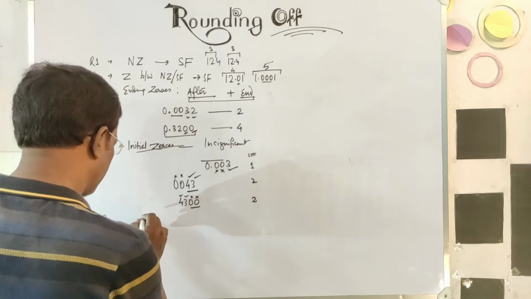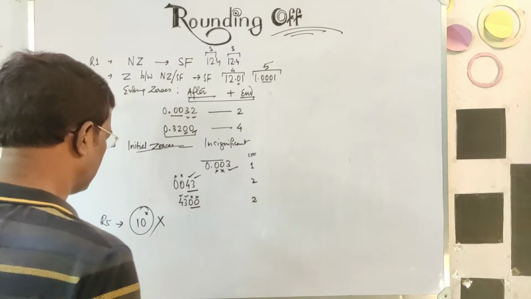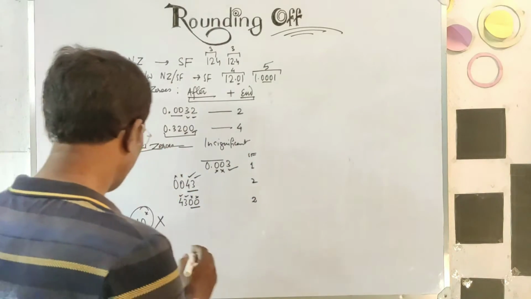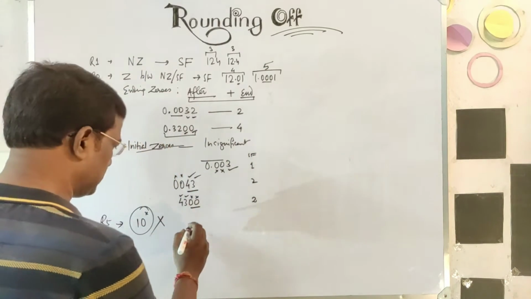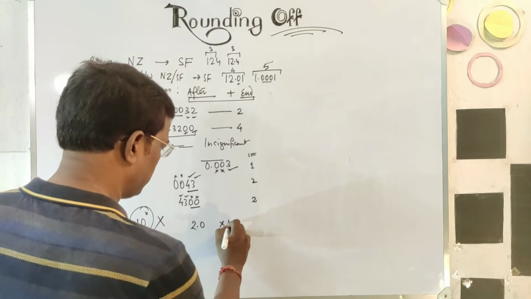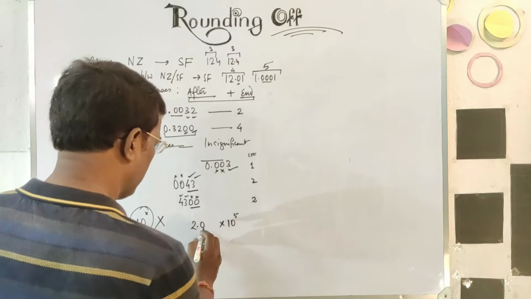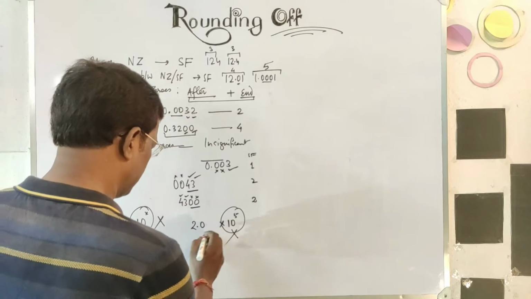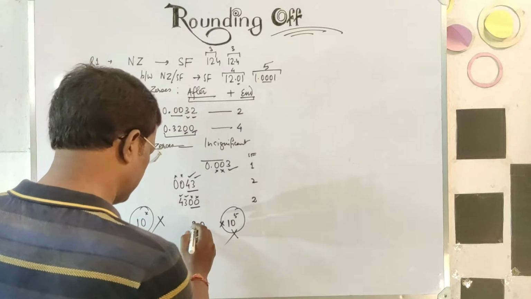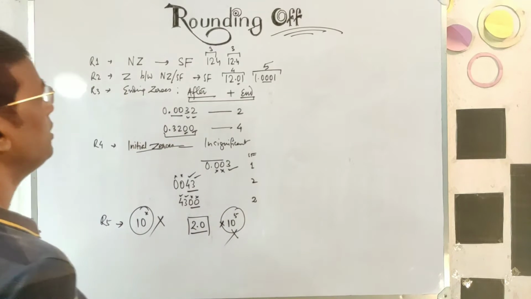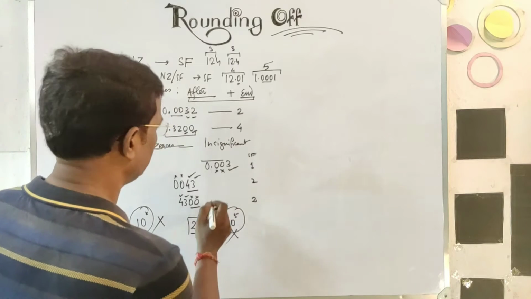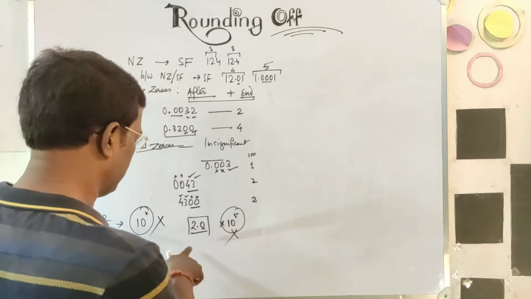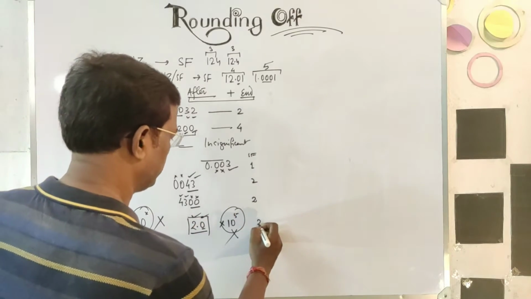Rule 5: anything to the power will be discarded. It will not be considered part of the significant figures. Let's take an example straightaway. 2.0 into 10 to the power anything, say 5. Here it will be discarded completely. The exponent power with base 10 will be discarded. Now you have to consider only this part for significant figures. This 0 is following the third rule, after the decimal and ending in this number, so it has 2 significant figures.